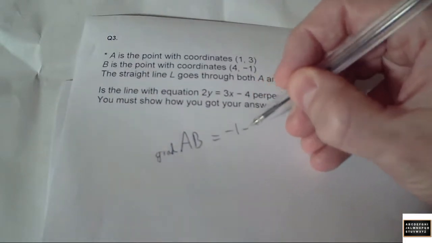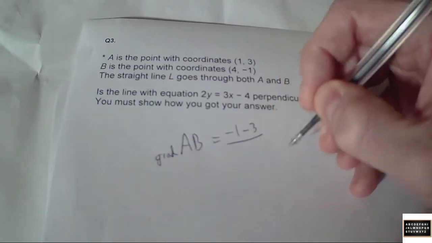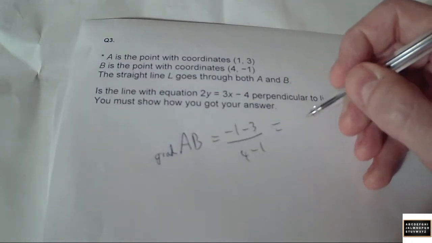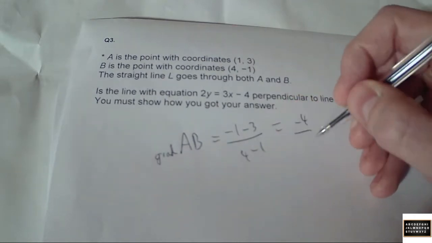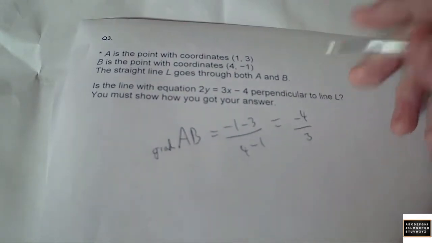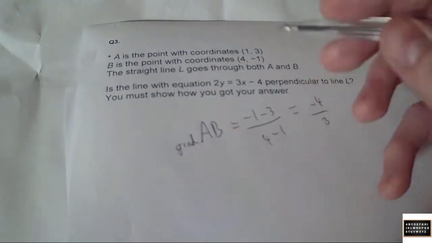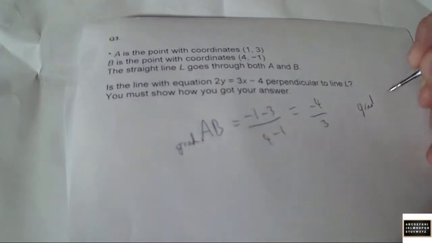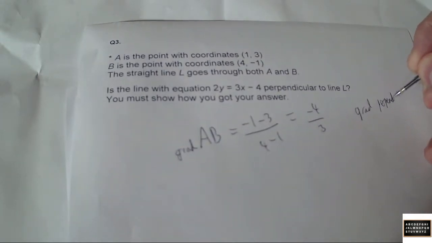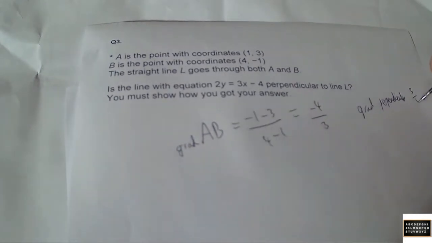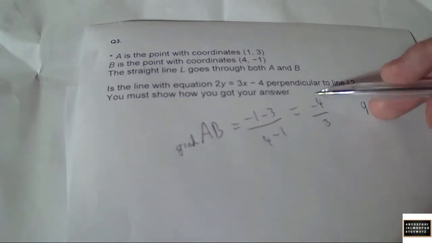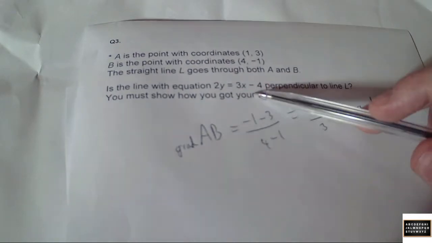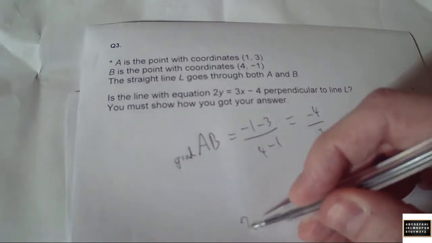So minus 1 minus 3, so change in y, and then over 4 minus 1. Important to get the right coordinates and not mix them up. So minus 1 minus 3 is minus 4, 4 minus 1 is 3, so minus 4/3 is the gradient there. The gradient of any line perpendicular to it will be 3/4, because you flip it upside down and put a minus in front of it, or these two multiplied give minus 1. And so we're looking for this one. Is this going to be gradient 3/4?